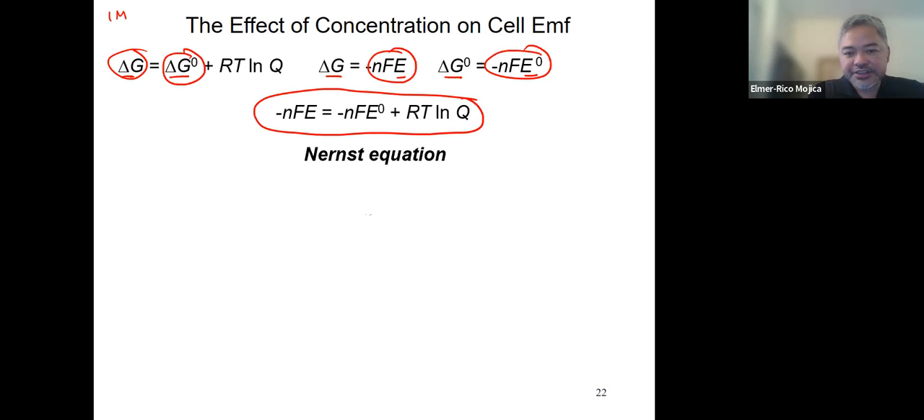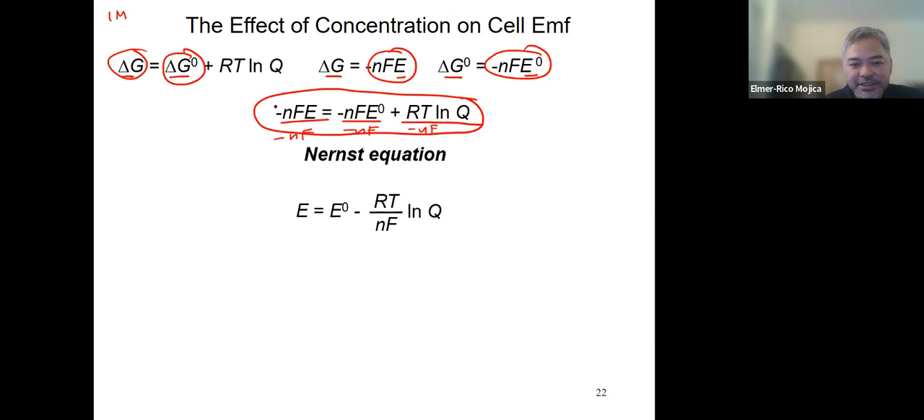So Walter Nernst developed an equation on that. What did he do here? He divided all of them by negative nF. So what happens when you divide everything by a negative nF? This one is canceled out, this one is canceled out, and you end up with this.